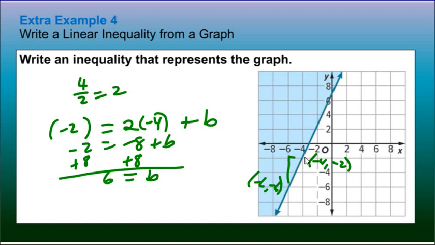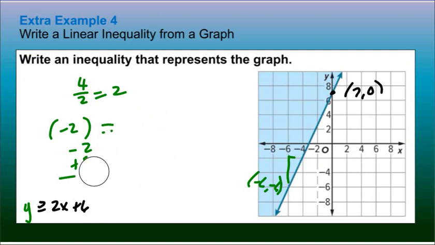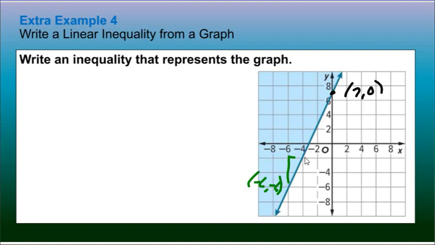So if we use this, then you would have an equation of y is greater than or equal to 2x plus 6. If we didn't use that one, if we use this point here, which this would be 7, 0, then we would have a different equation. So I think that would probably be more accurate than what we have here, because that would mean that this would have to cross at 6, and it doesn't cross the y-axis at 6. So that would not be the correct answer there.